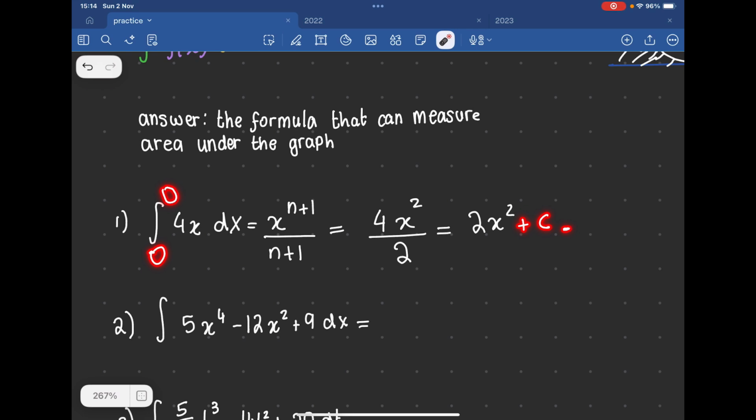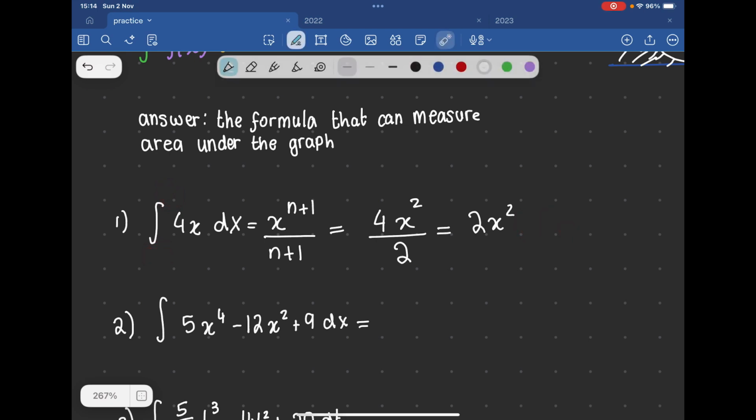This is worth 1 whole mark in your integral question on the Leaving Cert exam. So remember, it's 1 mark just to add a plus c. Don't forget it. It's probably one of the easiest marks you'll get. Plus c. c is essentially the constant of integration.